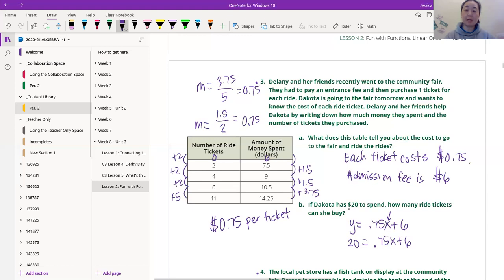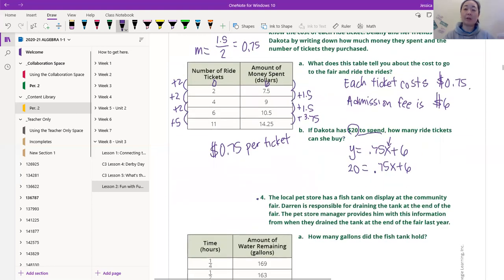And so if Dakota has $20 to spend, ooh, she's rolling with the money, how many ride tickets can she buy? So again, here's our formula right here. Y is equal to 0.75X plus 6. Because our admission fee is just a one-time fee, that's our initial fee. So that's going to be our plus 6, our Y-intercept. And then each ticket costs 75 cents, so that's the recurring cost, right? Depending on how many tickets she wants to buy, that's going to increase or decrease the amount that she's going to have to pay, right?